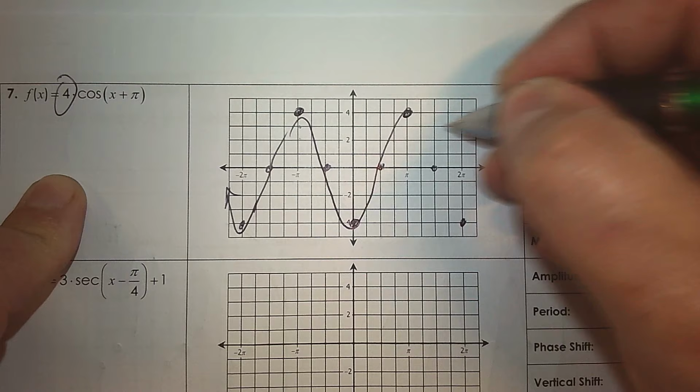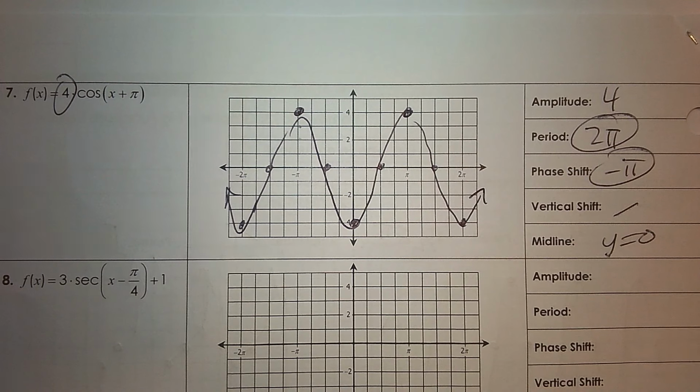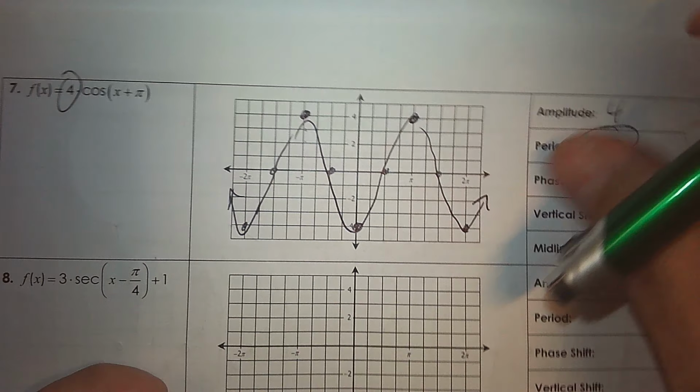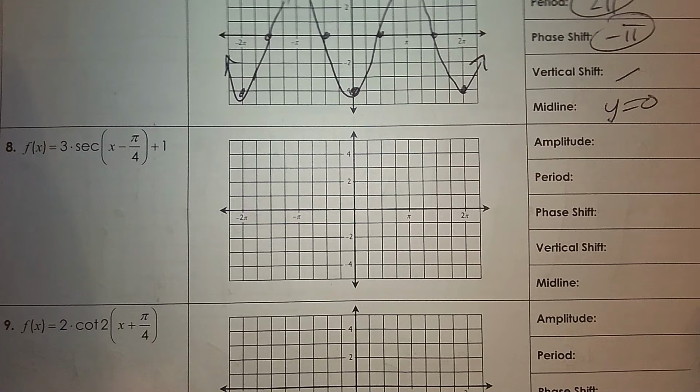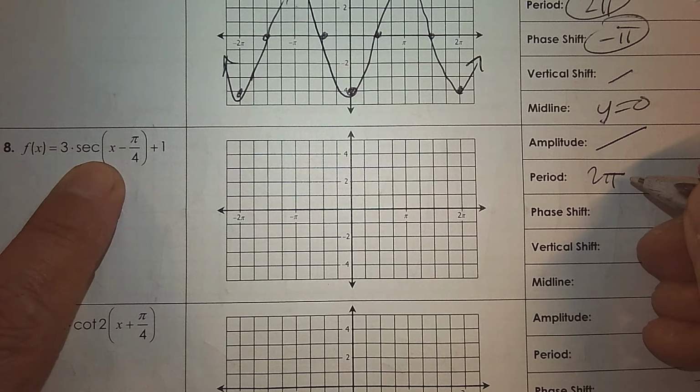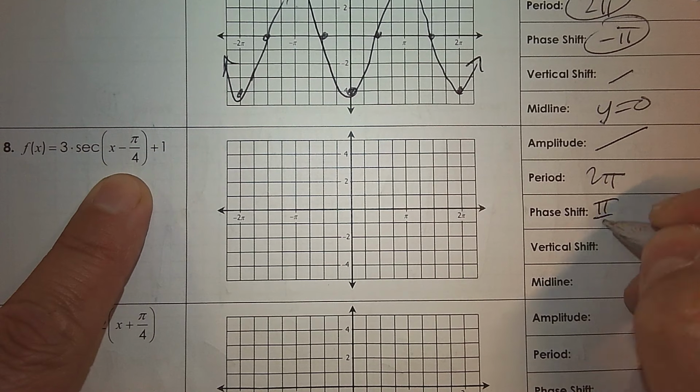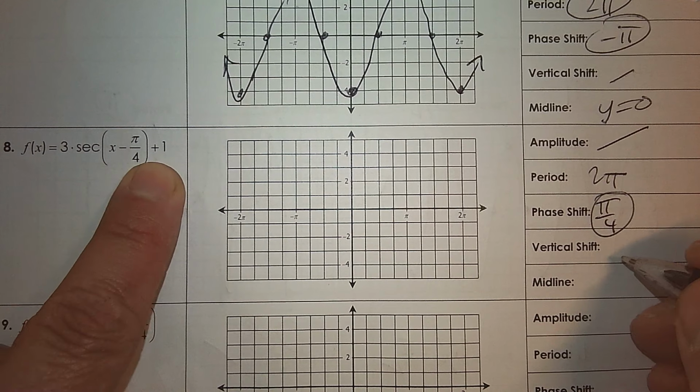Pattern power. Done. Number 8. Secant doesn't have an amplitude. Period is 2 pi, and nothing changes that. There's a shift to the right. Pi over 4 is where we start. There's a vertical shift of 1.